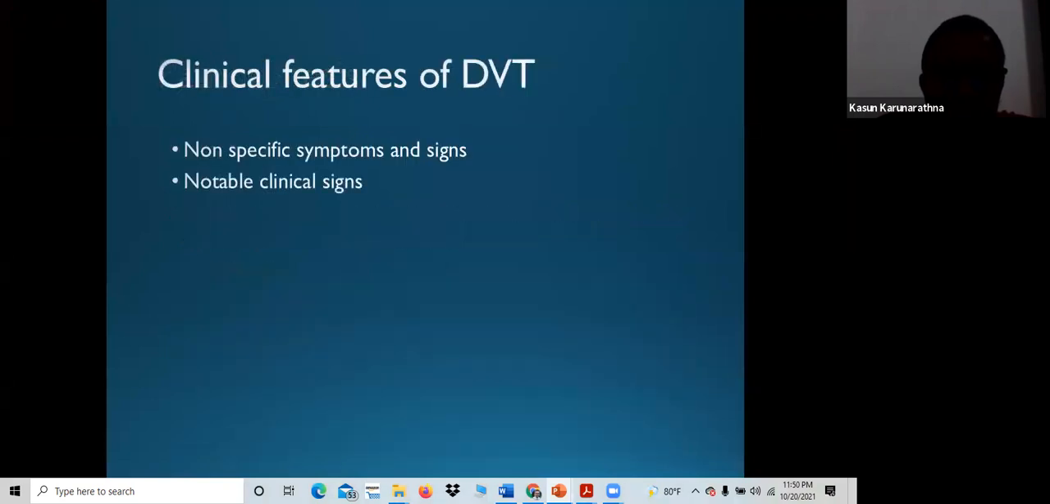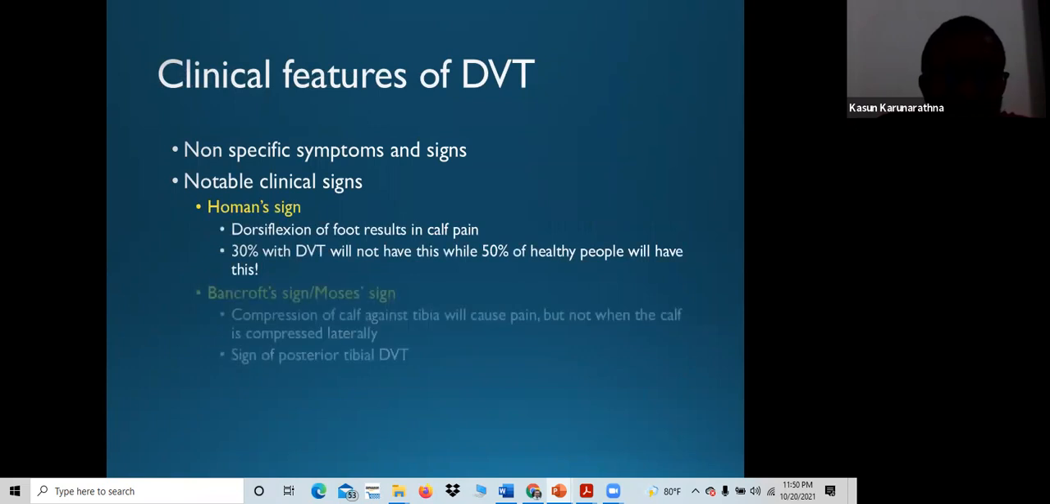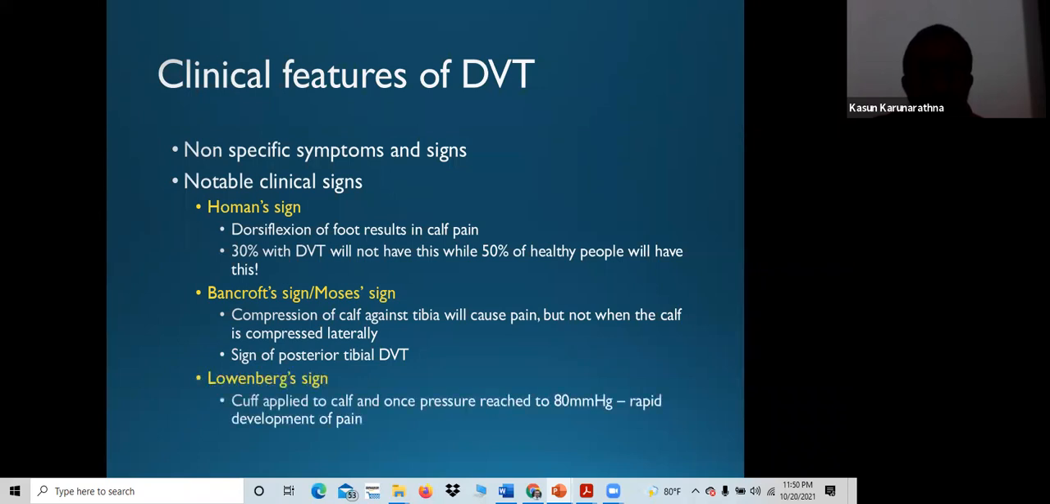Clinical features of DVT: non-specific symptoms and signs. Notable clinical signs, Homan's sign: dorsiflexion of foot results in calf pain. Bancroft's or Moses' sign: compression of calf against tibia will cause pain when the calf is compressed laterally. It's a sign of posterior tibial DVT. Lowenberg sign: cuff applied to calf, and once pressure reached 80 mmHg, rapid development of pain.